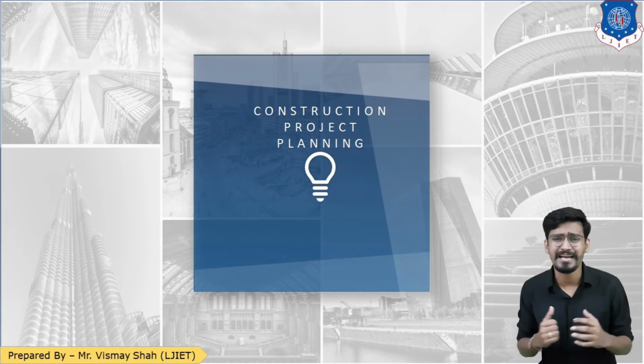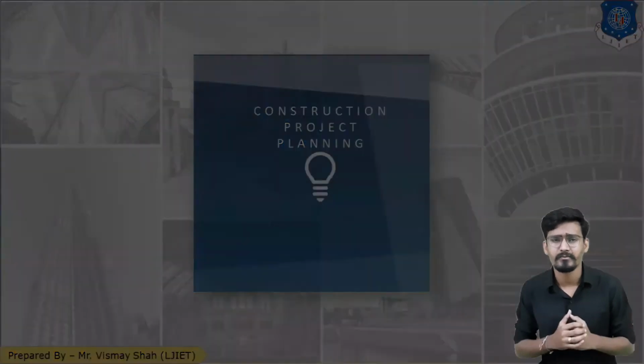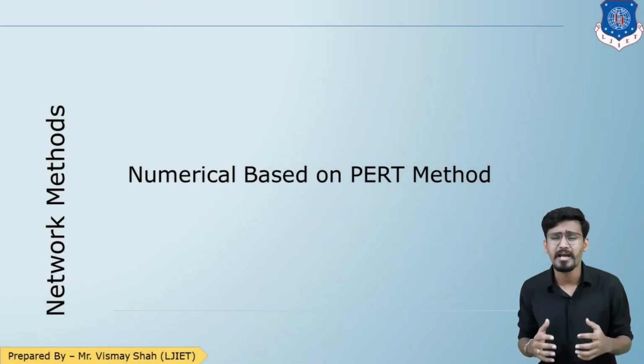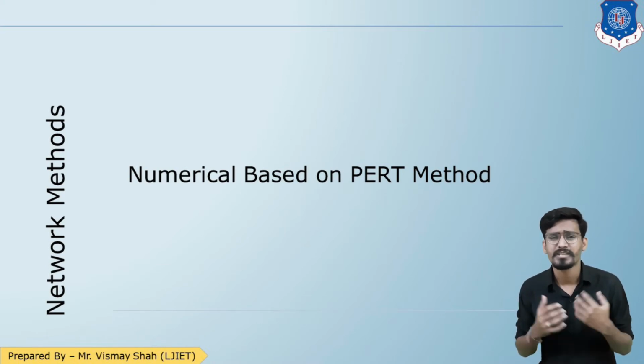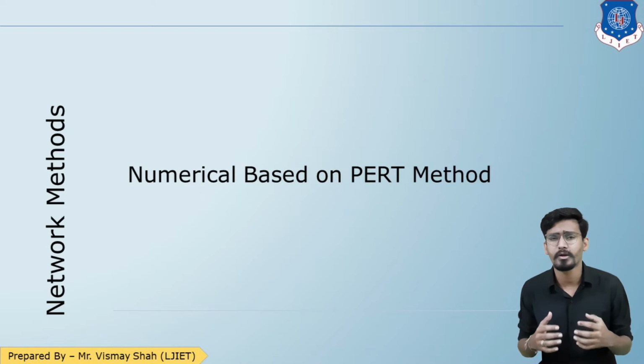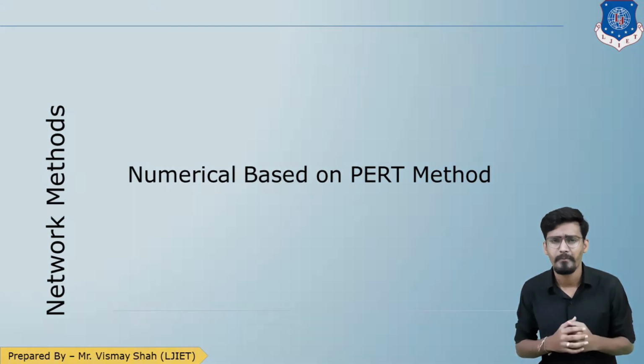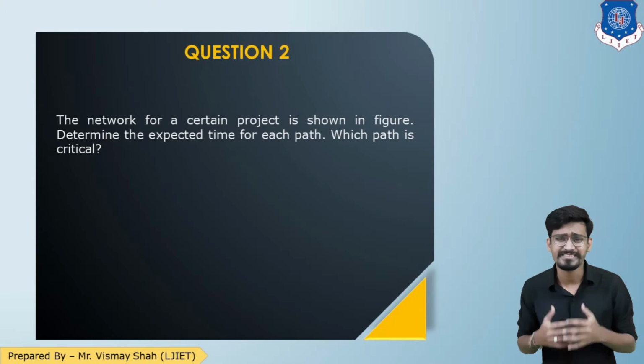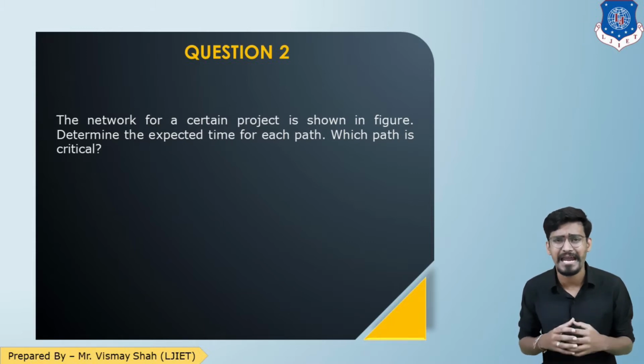Today in this session, we are going to look at another numerical based on the PERT method. So let us start with question number 2 of the PERT method. The question says that a network is shown in the figure. Determine the total expected time for each path and determine the critical path.